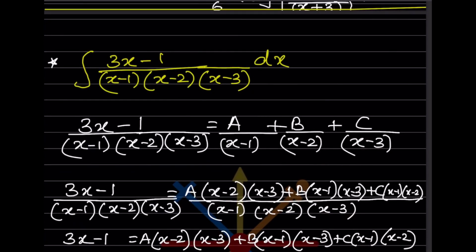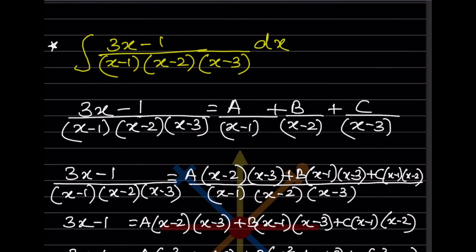So now the next one: 3x minus 1 divided by x minus 1, x minus 2 and x minus 3, and this is dx. Now let us remove the integration sign first. So 3x minus 1, and this is the denominator. Now for this one we'll take a divided by x minus 1. For this one we'll take b divided by x minus 2. For this part we'll take c divided by x minus 3, because we have this formula as well. So now this will be as it is.